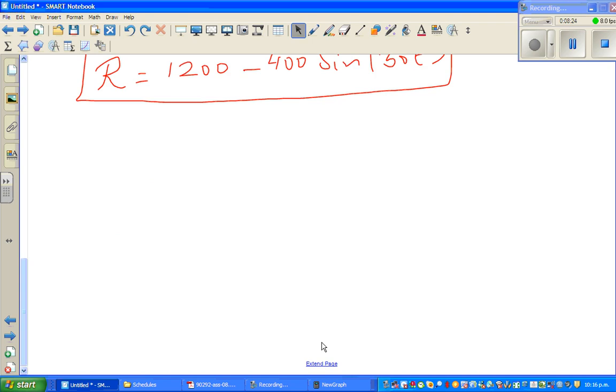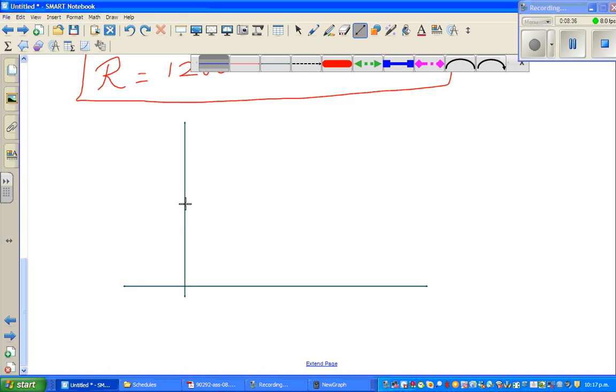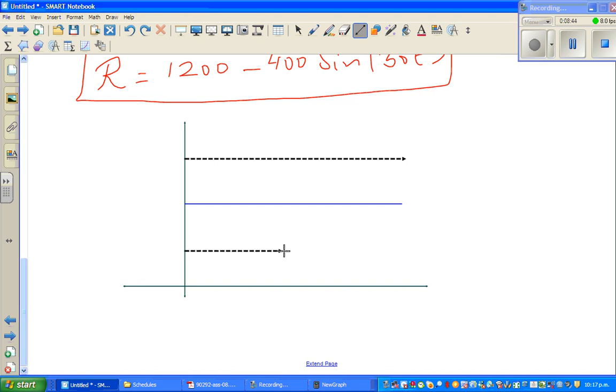If you draw the curve, it's always good to draw the graph. So this is your y-axis, this is your x-axis. What's your baseline? The baseline is 1200. So this is 1200, this is your maximum, and this is your minimum. On your axes, this is R, number of rabbits, and this is time, t. You've got a period of 12 months, so this is 0, this is 12 months, half of 12 months is 6 months, 3 months, and 9 months. It's a negative sine curve, so you're starting at your baseline, this is 1200, this is 800 rabbits, and this is 1600.